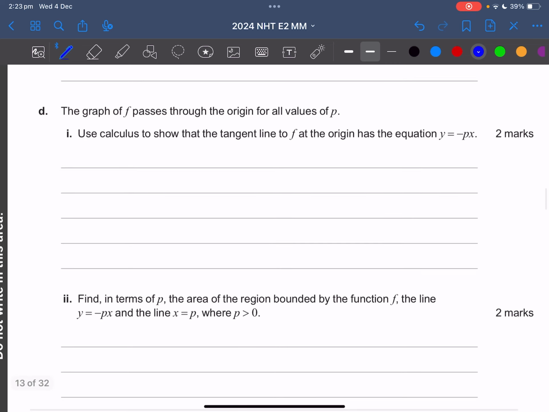Alright, so the graph of f passes through the origin for all values of p. That's correct. Use calculus to show that the tangent line of f at the origin has an equation of this form. Okay.